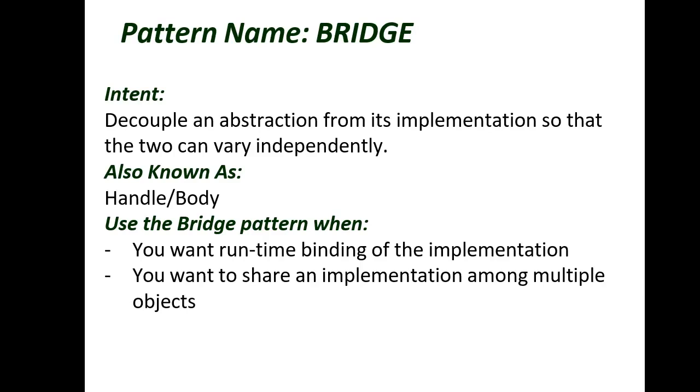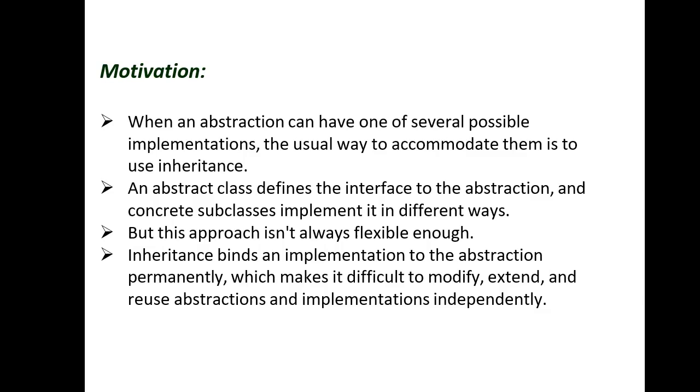Use the bridge pattern when you want runtime binding of the implementation and you want to share an implementation among multiple objects. Motivation. When an abstraction can have one of several possible implementations, the usual way to accommodate them is to use inheritance. An abstract class defines the interface to the abstraction and concrete subclasses implement it in different ways. But this approach is not always flexible enough.